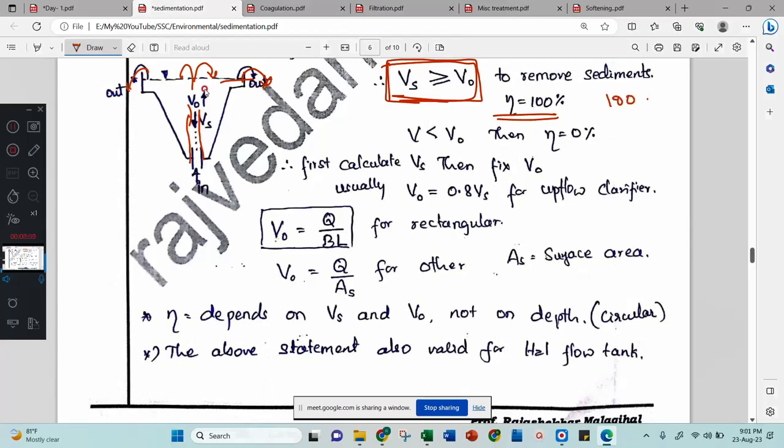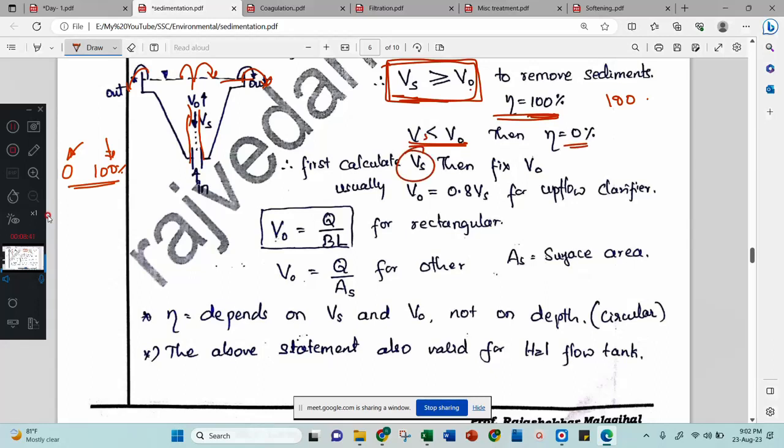A very important question they will ask you in the exam is, what is the efficiency of the sedimentation tank? The efficiency can be explained in only two ways: either it is 0 or it is 100%. We don't have an efficiency of 80%, 90%, or 75%. It is either 0% or 100%. Therefore, if Vs is greater than V naught, that is 100% efficiency. If Vs is less than V naught, then that is 0% efficiency.